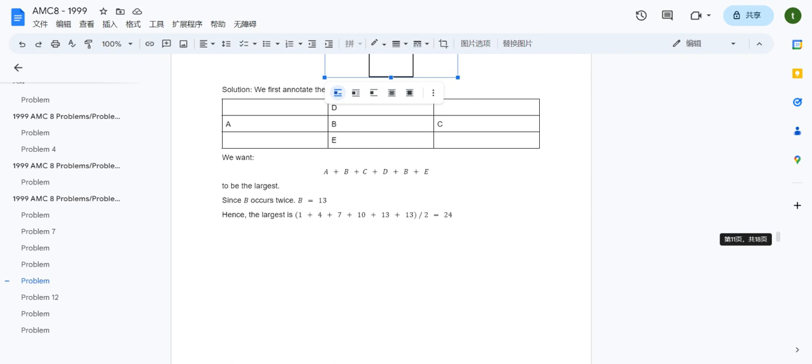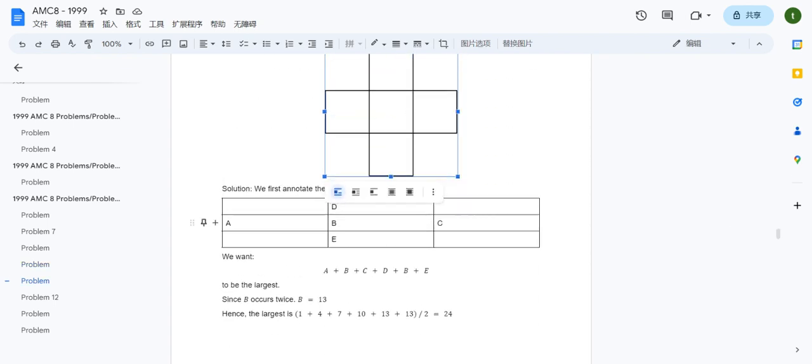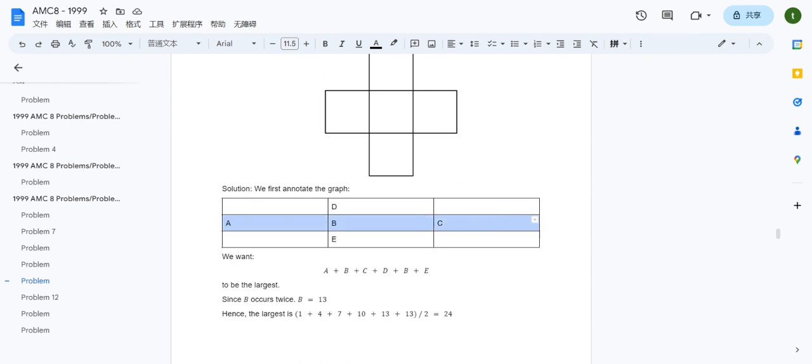Hence, the largest is going to be A plus B plus C plus D plus B plus C. Why? Because this is the logic. A plus B plus C is this line. D plus B plus E is this line. So if we want this to be largest, since B occurs twice, it has twice the weight of other numbers. We would want this number to be as big as possible. So in this case, B is equal to 13, which is the largest number.